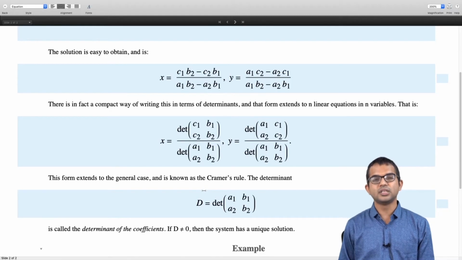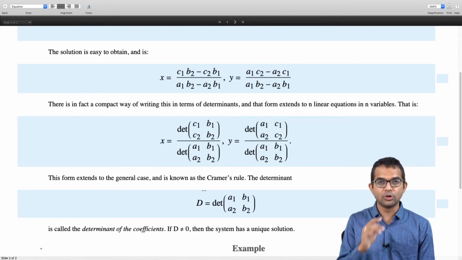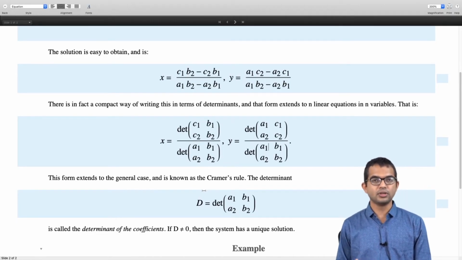Now, if the determinant is 0, then you have to be careful and study it separately. That can be the subject of a later lecture, which will follow. But let's look at what happens when d is not equal to 0. Then you have Cramer's rule.